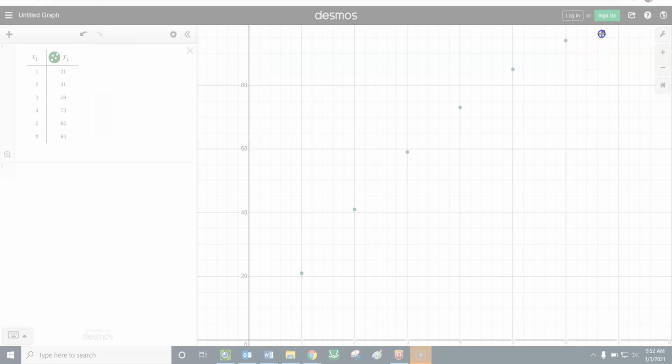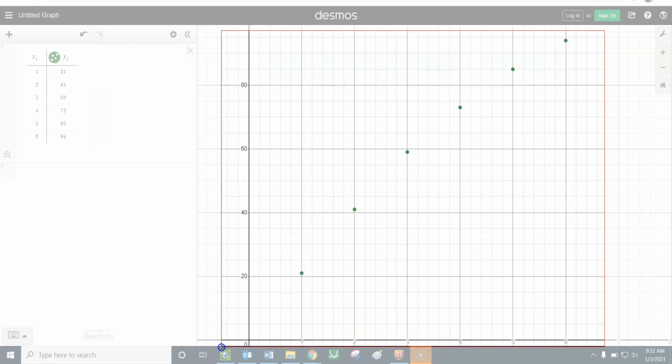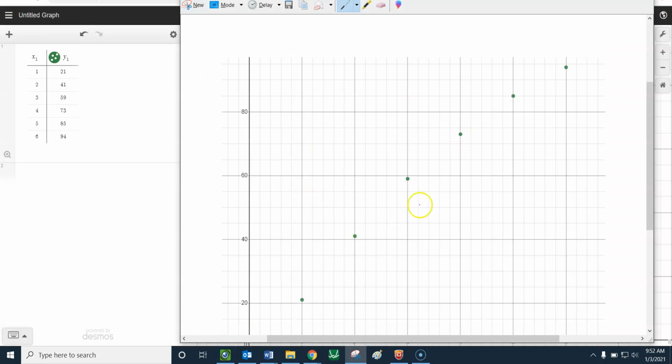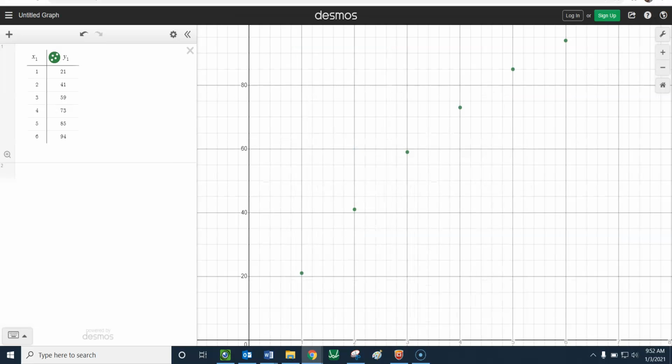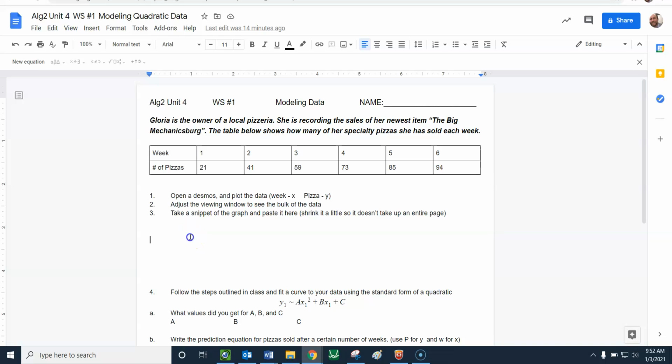And we just make an X over everything we want to see. So I'm going to take a snippet. Then I just took a picture of just this one little spot. I am going to copy. And then I'm going to go back to our worksheet where it says to paste it. I'm going to paste it.